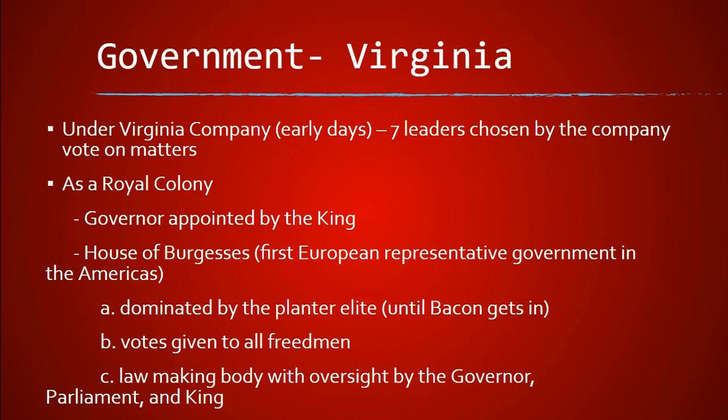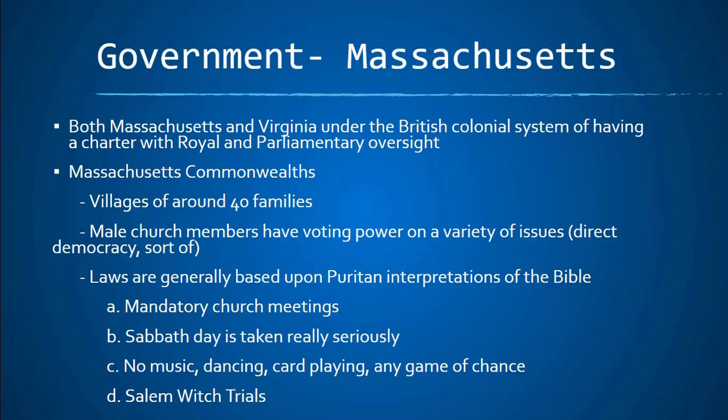The House of Burgesses could make laws. However, there was oversight by the governor, parliament, and king. Both Massachusetts and Virginia were under the British colonial system of having a charter with royal and parliamentary oversight. The commonwealths were organized differently from the Virginia colony. There were many villages with typically around 40 families.